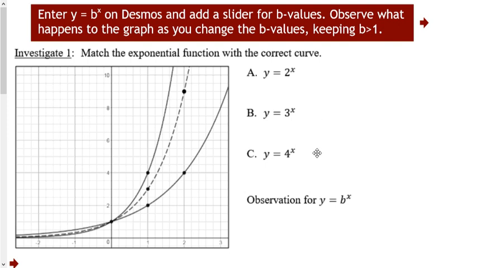So pause the video here, open up Desmos, and enter y equals b to the exponent x with the slider for b. Change the values of b, keeping them greater than 1, and observe what happens as b gets larger. Does your graph get steeper like this, or does your graph get less steep? So make that observation now. Pause the video at this point.